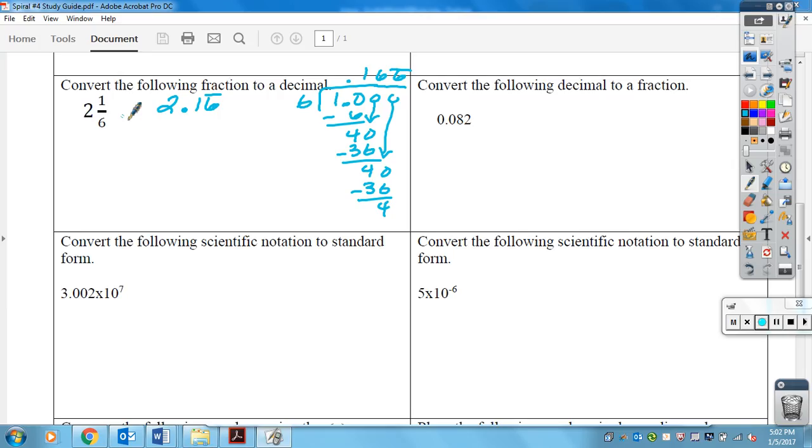Or, what you can do is turn this into a full fraction. Multiply then add, multiply then add. 6 times 2 is 12. Plus 1 is 13 over 6.